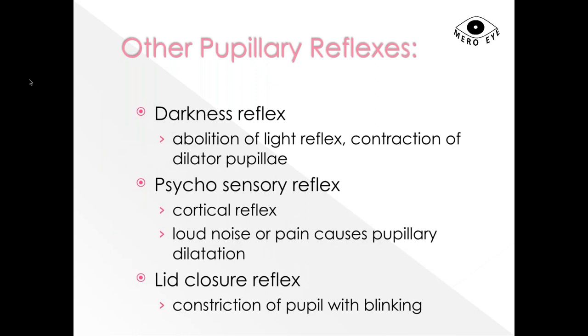Now, besides the direct and consensual pupillary reflex and near reflex, another important reflex is the swinging flashlight reflex. We'll be discussing that in detail a little later. Just to mention a few other important reflexes, there is the darkness reflex. When there is darkness, there is contraction of the dilator pupillae muscle leading to dilatation of the pupil. Another one is the psychosensory reflex, which is a cortical reflex in which, in response to a loud noise or pain, there is dilatation of the pupil.